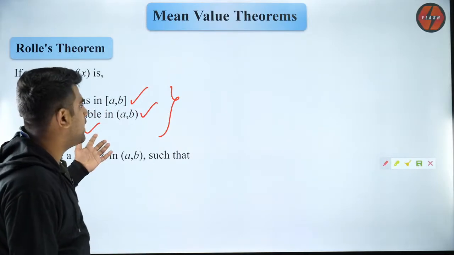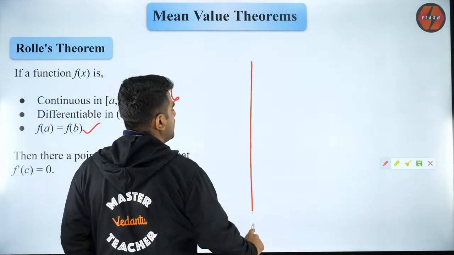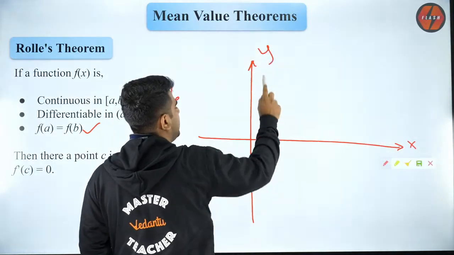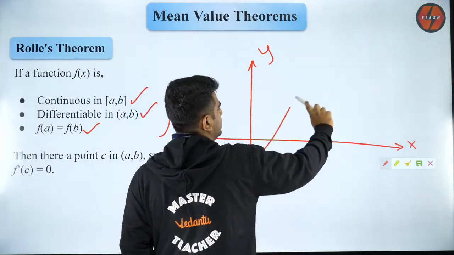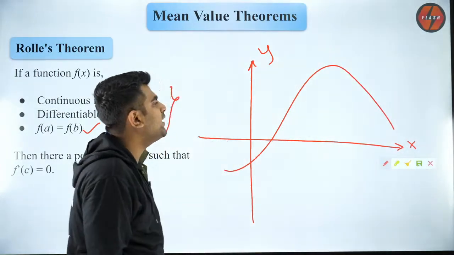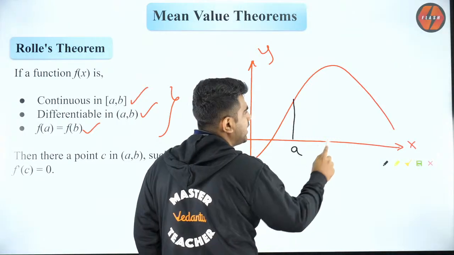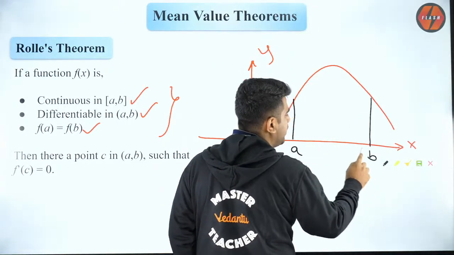So what does Rolle's theorem say? Let's try to have a look at it. Let's say you have your x-axis and y-axis, and let's say you have a function like this. Now I have your a over here and I have your b over here.